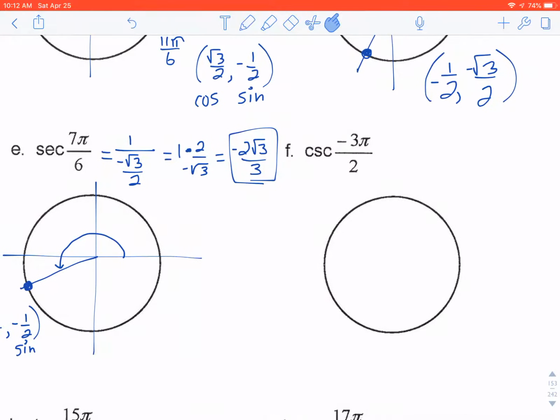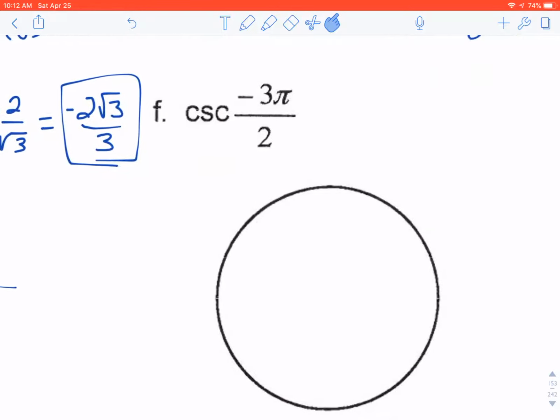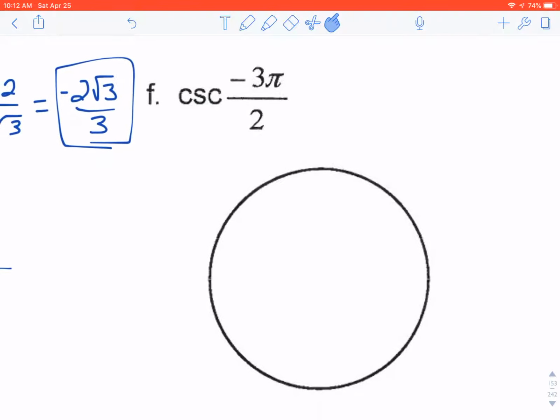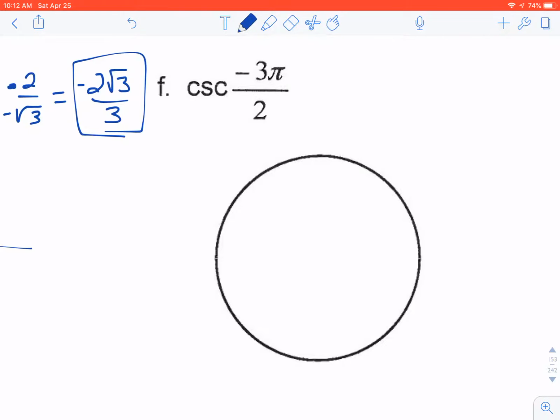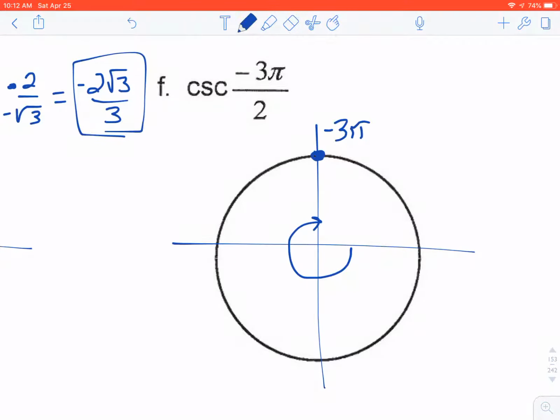Letter F, we have cosecant of negative 3 pi over 2. First we're going to find where that is. We're negative, so we're going this way. Here's our negative 3 pi over 2. The ordered pair is 0, 1.